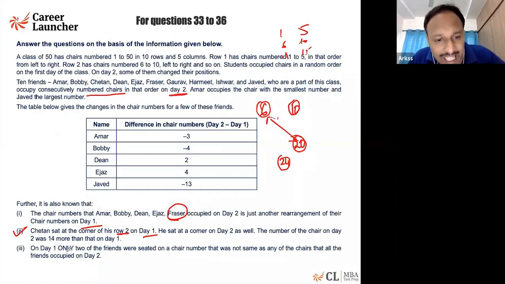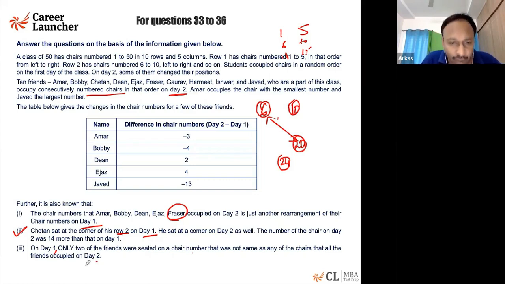Now, on day 1, it should be a comma, I think. Only 2 of the friends were seated on a chair number that was not the same as any of the chairs that all the friends occupied on day 2.